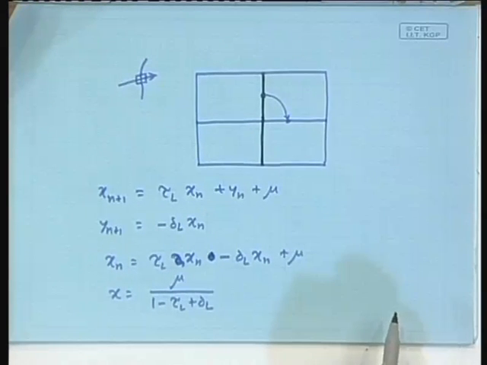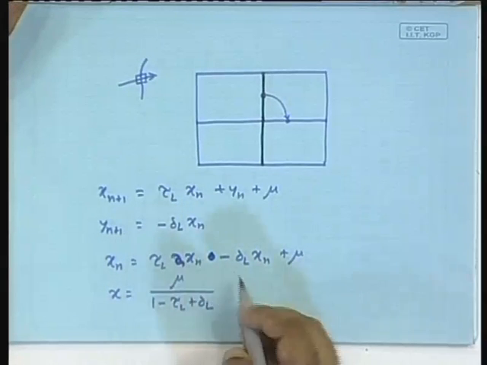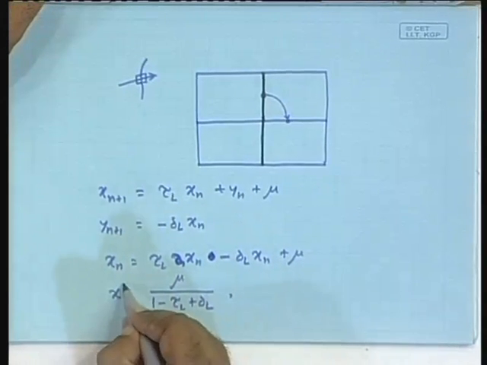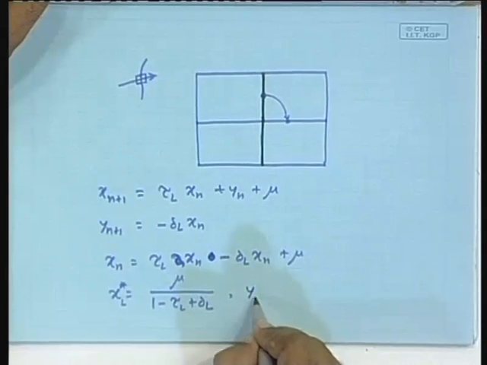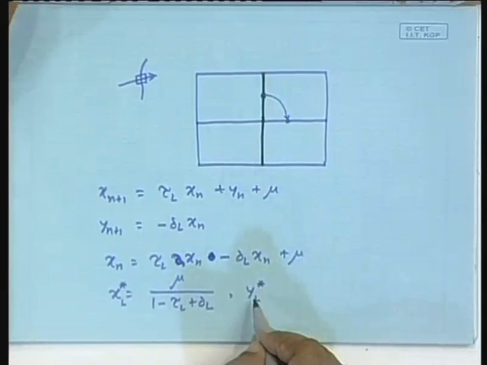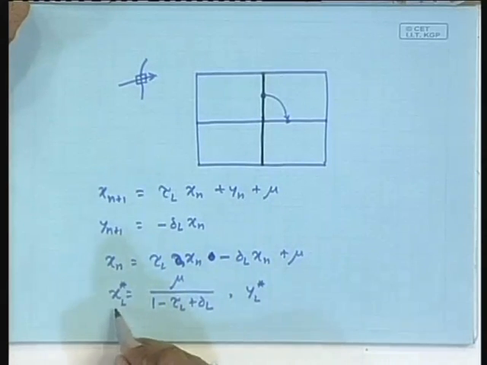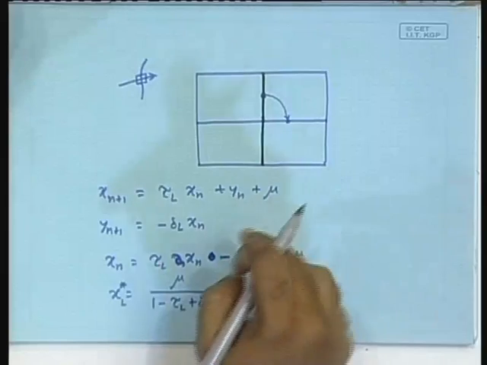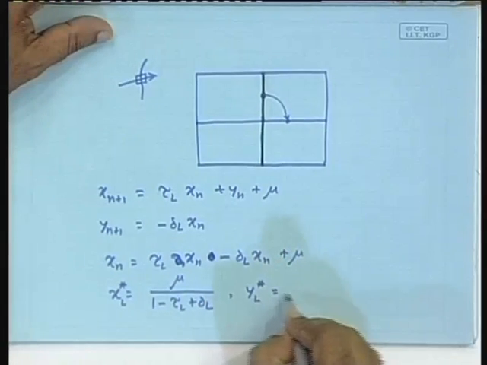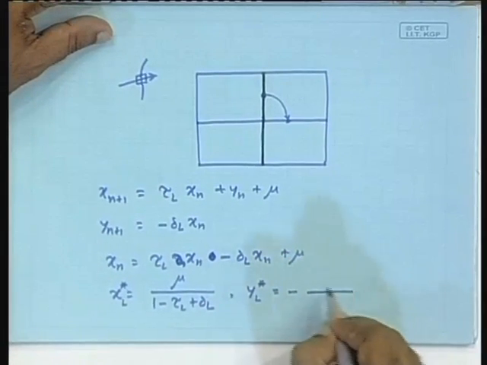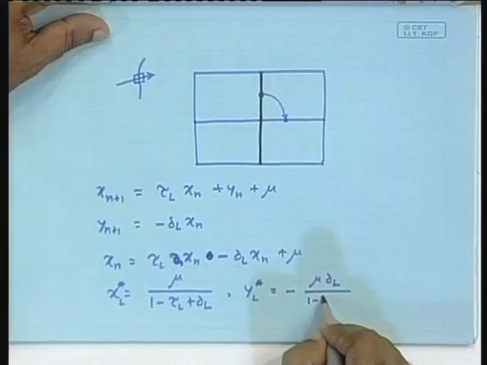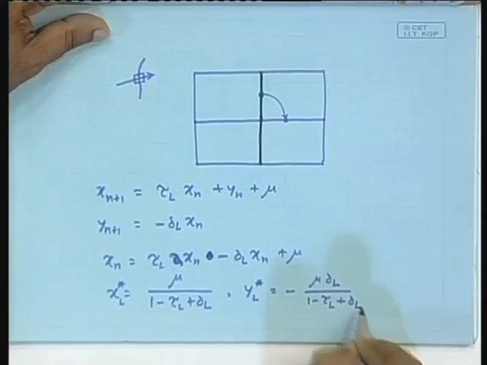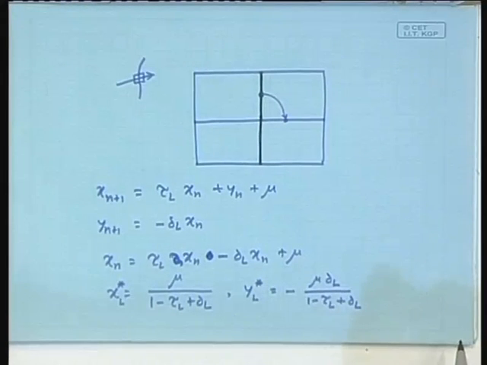How to obtain the y n? Simply by substituting it here, you get the y n. So, x star, this is of the left hand side, x L star, y L star is the fixed point, as calculated from the left hand side equation. This is equal to minus mu delta L divided by 1 minus tau L plus delta L, okay.